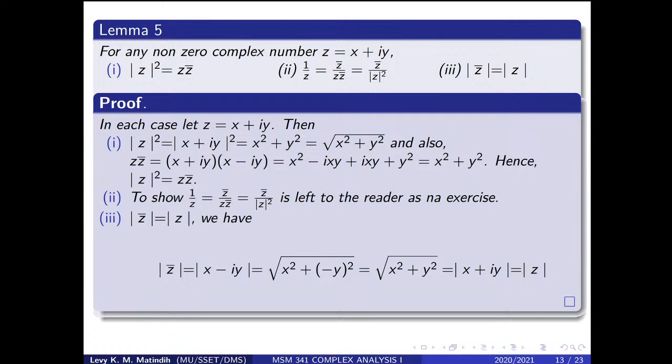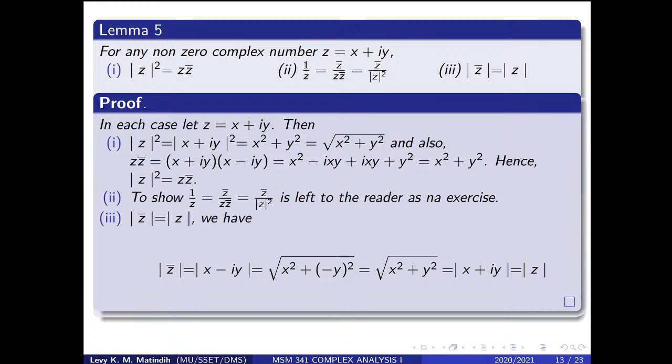Then we have lemma number 5, which talks about more properties involving complex numbers. What we are saying is, for any non-zero complex number z equal to x plus iy, the square of the modulus of z is equal to the product of z by its complex conjugate.